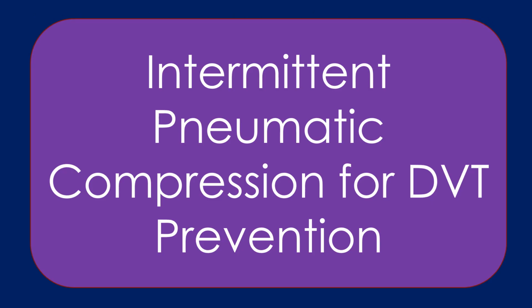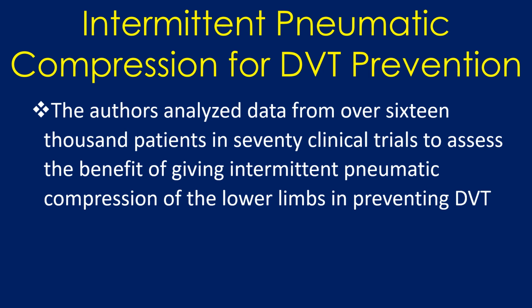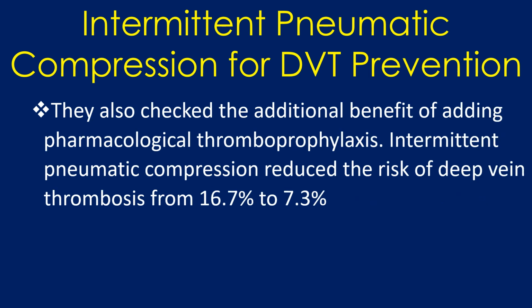Discussion on intermittent pneumatic compression for DVT prevention. The risk of deep vein thrombosis and pulmonary embolism can be reduced by giving intermittent pneumatic compression of the calf muscles. The authors analyzed data from over 16,000 patients in 70 clinical trials to assess the benefit of giving intermittent pneumatic compression of the lower limbs in preventing DVT. They also checked the additional benefit of adding pharmacological thromboprophylaxis.